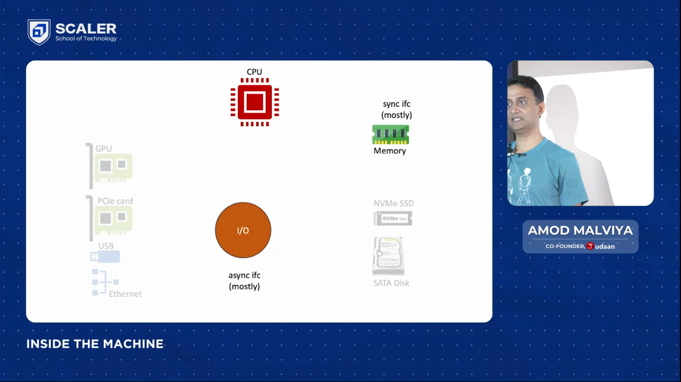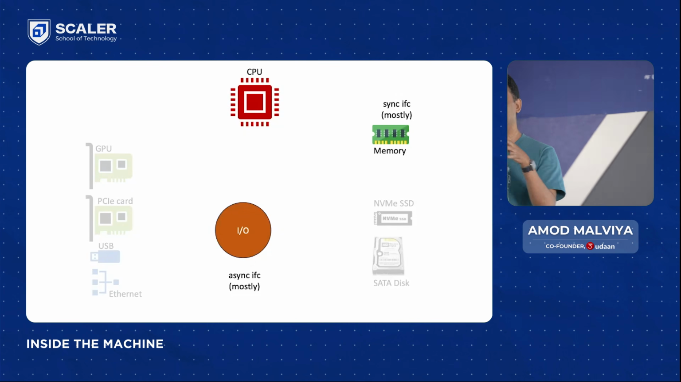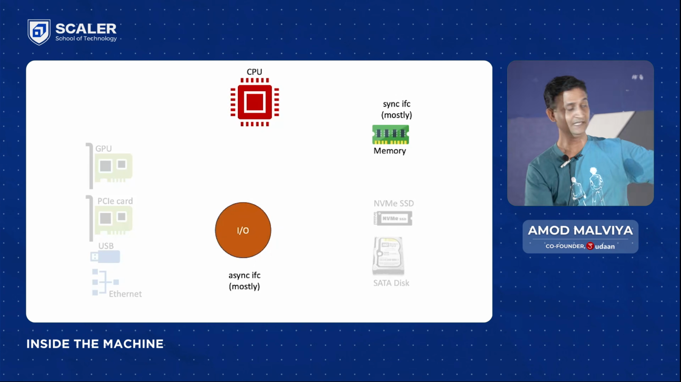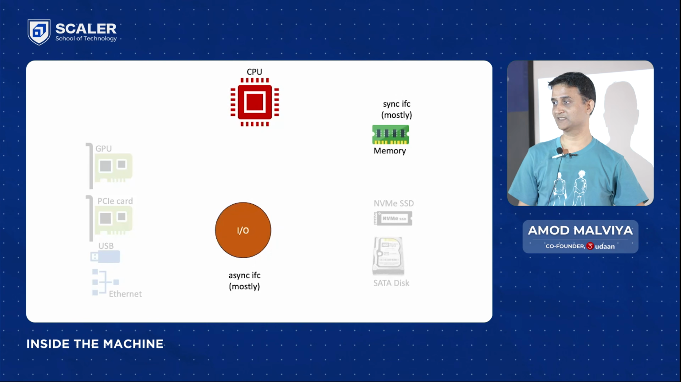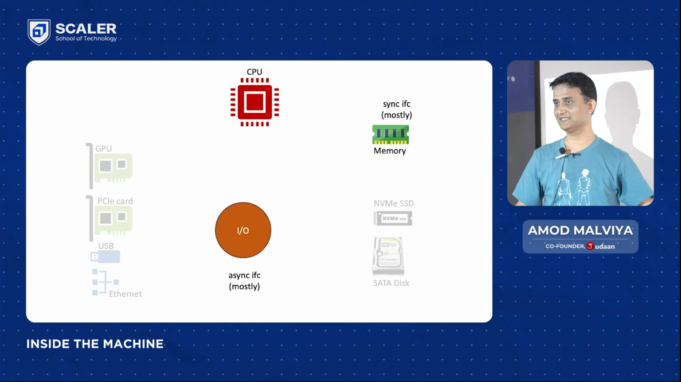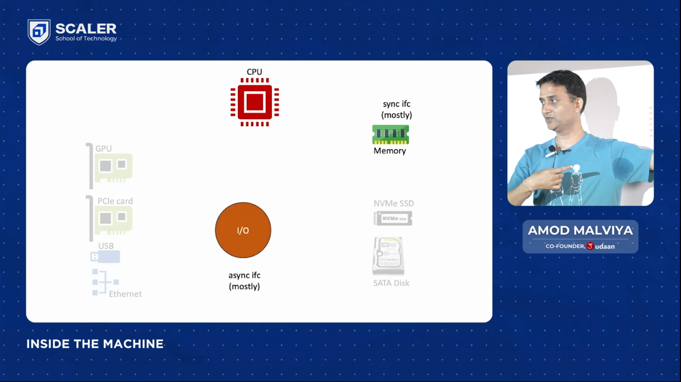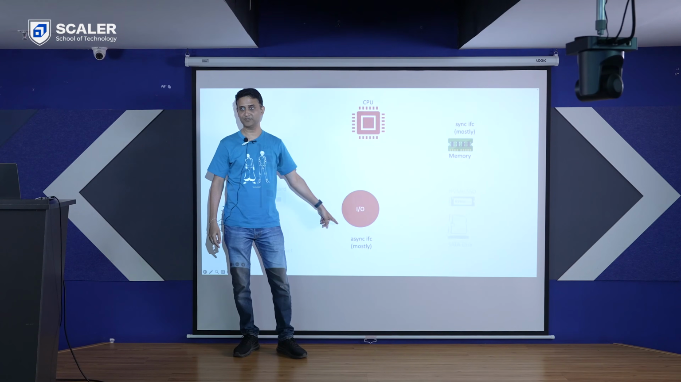But in case of I/O, the CPU informs the software that I'm waiting for I/O. That allows the kernel to schedule something else on the CPU while that information is being awaited. That is what I mean by the asynchronous interface. Is that making sense? Okay. CPU does not inform the kernel, I'm waiting on memory. CPU does inform the kernel, I'm waiting on I/O.